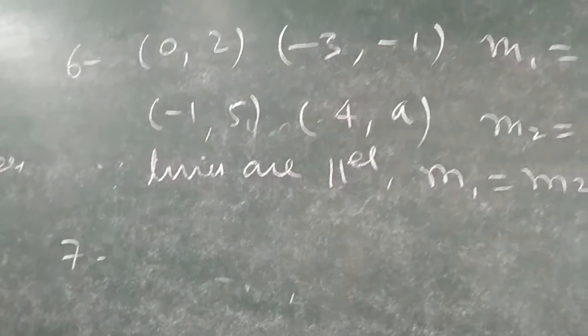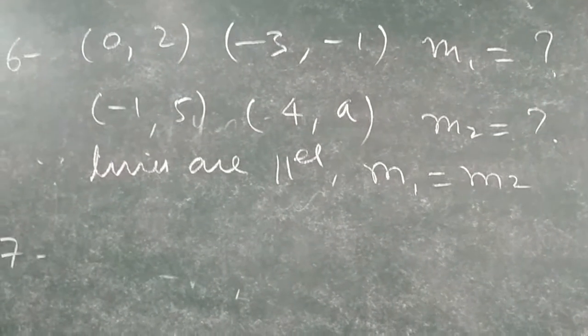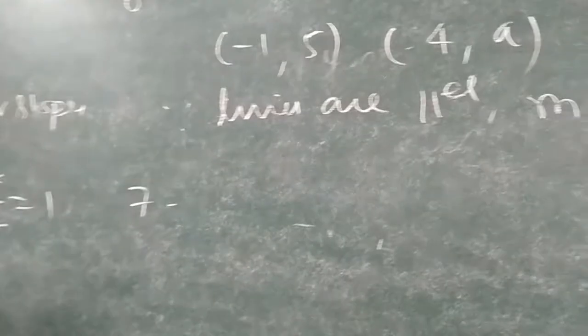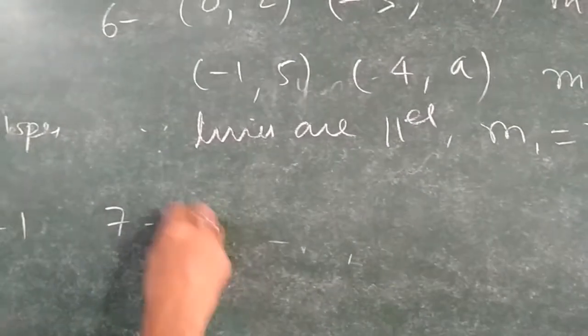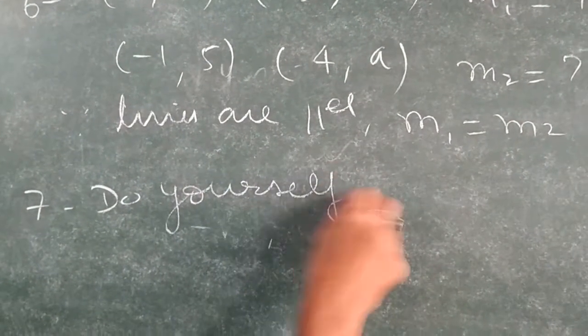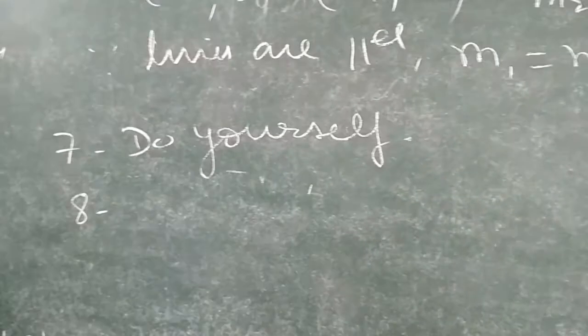Now I come to question number 7. The line passing through this is perpendicular to the line this. In the same way you can do it yourself. 7th question. Now I come to the 8th question.